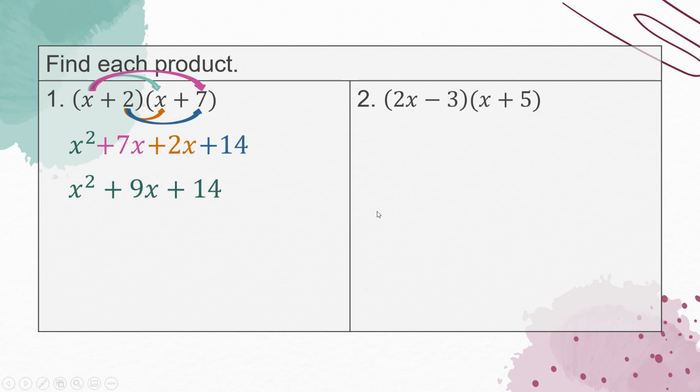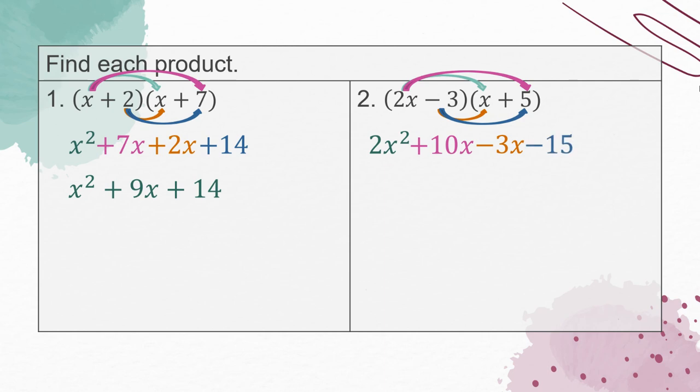All right. Number 2, distributing the 2x. 2x times x gives us 2x squared. 2x times 5 gives us 10x. Next, we'll distribute the -3. -3 times x gives us -3x, and -3 times 5 gives us -15. And then we combine like terms. The 10x minus 3x combine to become 7x.